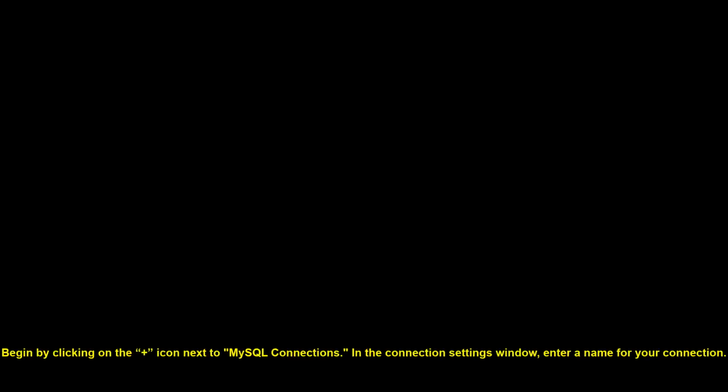Begin by clicking on the plus icon next to MySQL Connections. In the Connection Settings window, enter a name for your connection. Set the connection method to standard TCP/IP over SSH. In the SSH hostname field, enter the IP address of your VPS.